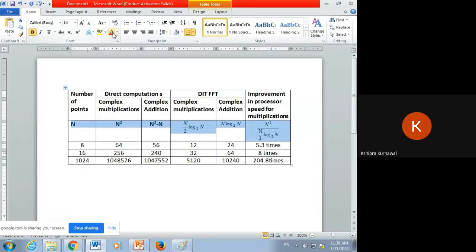FFT computations are faster than direct computation. Suppose if I increase the n number, the FFT computations are going to be reduced as compared to the direct DFT value. So if you look at the speed of the processor here also, as the value of n increases, the speed of the processor with FFT is also faster as compared to the DFT value. So this is how we can say that the FFT is much faster than the DFT. Clear?